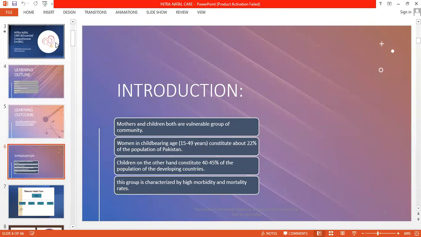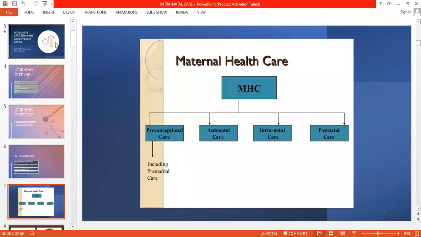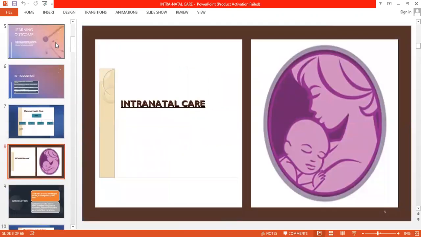Introduction. Mothers and children both are a vulnerable group of the community. Women in childbearing age constitute about 22% of the population of Pakistan. Children, on the other hand, constitute 40 to 45% of the population of developing countries. This group is characterized by high morbidity and mortality rates. There are four divisions in maternal health care: preconceptional care, antenatal care, intranatal care, and postnatal care. Today we discuss intranatal care.